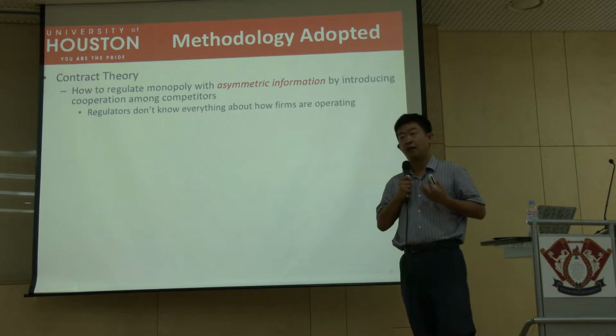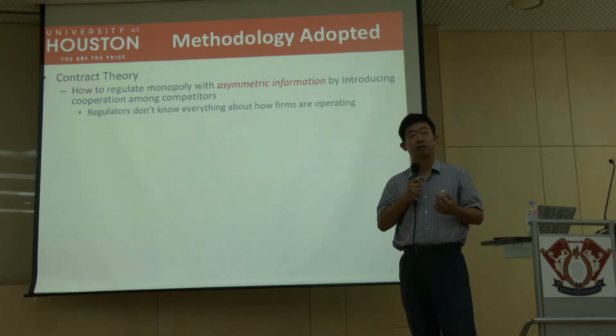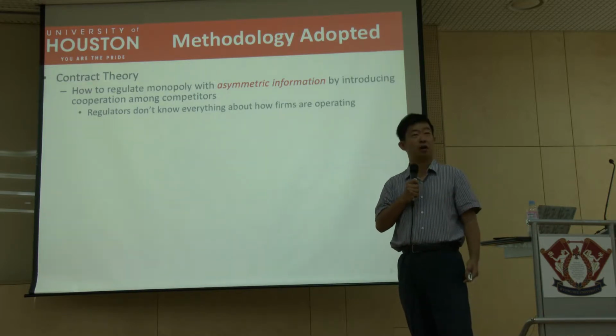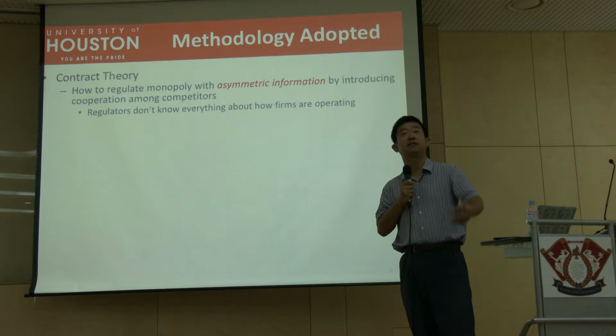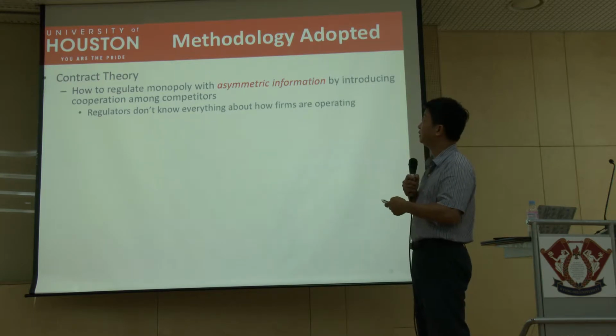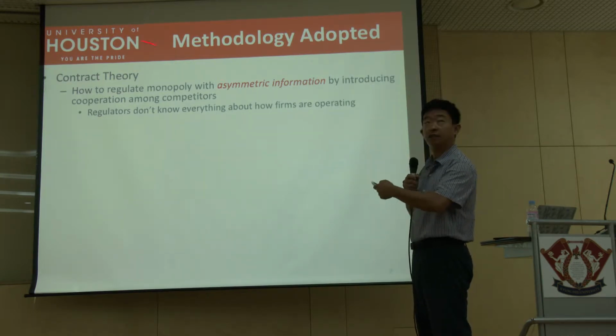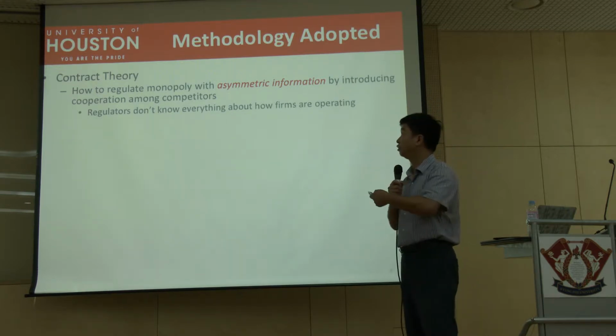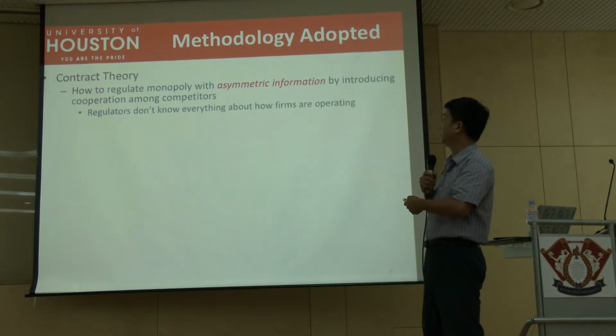For example, I'm trying to hire a student, hire you, okay, guys. You know what I'm looking for, but on the other hand, I have no idea what type of person you are. So this is information asymmetry, right? In order to overcome this information asymmetry is the story of contract theory. So when you talk about contract theory, you are talking about asymmetric information.